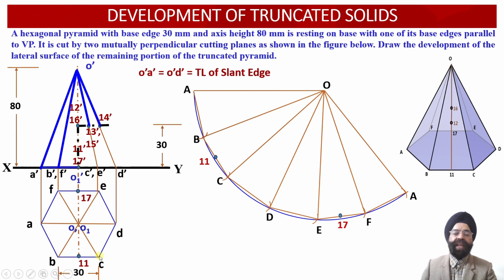Point 11 happens to lie between points B and C as its midpoint. So the midpoint of B and C we have obtained in the developed surface view. So point 11 has been identified. Similarly, point 17 happens to lie on the midpoint of the edge EF. So on the edge EF in the developed surface view we have obtained the midpoint. So point 17 has been generated over here. So now we can join O11 and we can join O17.